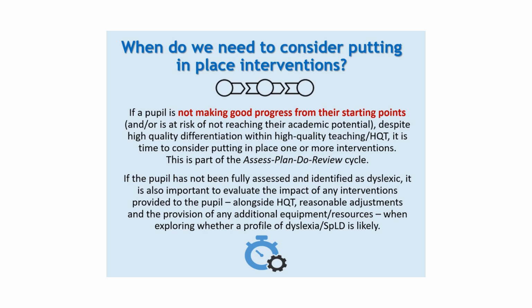If the pupil has not been assessed and identified as dyslexic, it is important to evaluate the impact of any interventions provided to the pupil, alongside high-quality teaching, reasonable adjustments, and the provision of any additional equipment and resources, when exploring whether a profile of dyslexia and SPLD is likely.